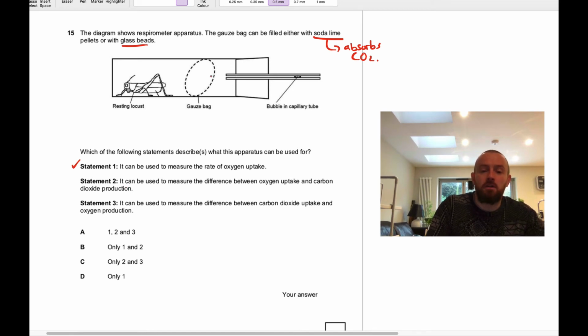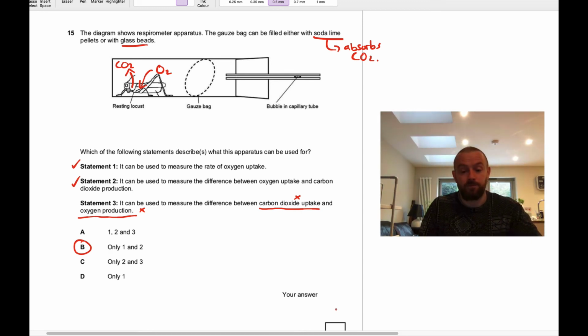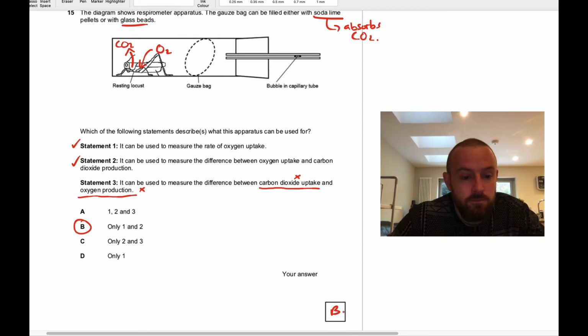Statement 2: can it be used to measure the difference between oxygen uptake and carbon dioxide production? Yes, it can. If you don't have any soda lime in the gauze bag, just glass beads, then this is taking in O2 and releasing CO2, so the change in volume will be down to the difference between those two. Statement 3: it can be used to measure the difference between carbon dioxide uptake and oxygen production. Those two bits are wrong, aren't they? To spot the errors: carbon dioxide uptake, no, it's not a plant, it's not photosynthesizing. So it's just 1 and 2. The answer is B. All right, moving on.